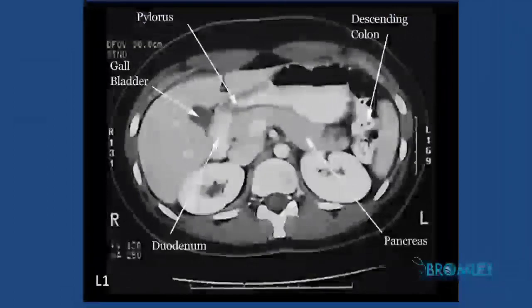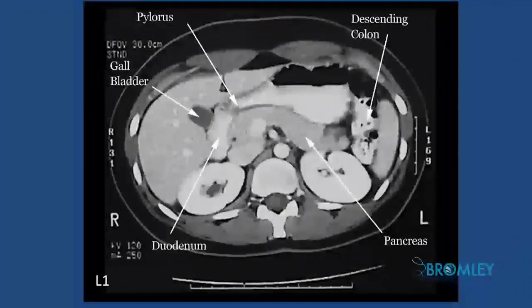We come down one more level to L1, and now we've got some further details beginning to appear. The gallbladder has begun to appear. We can now see from the stomach passing through the pylorus into the duodenum, the beginning of the duodenum. And then within the loop between the stomach and the duodenum, we've got the pancreas.